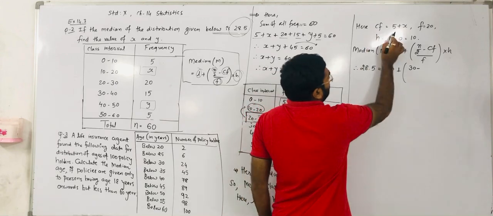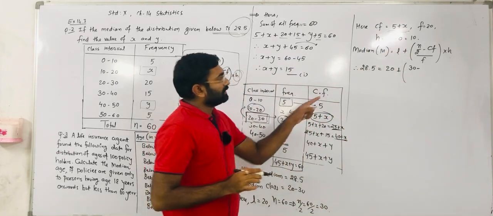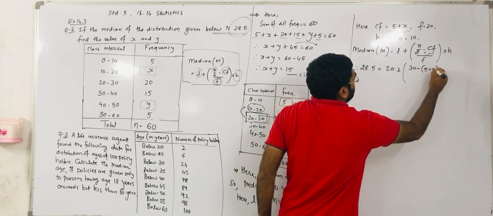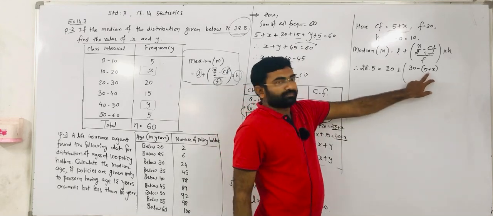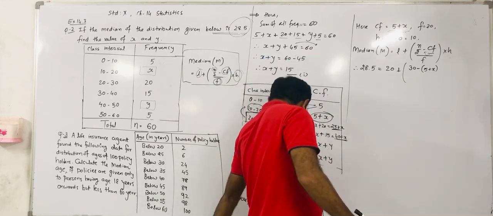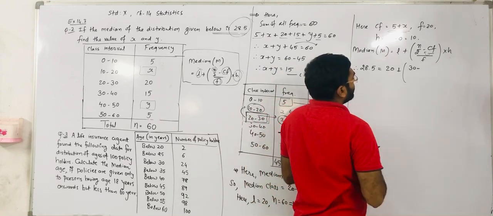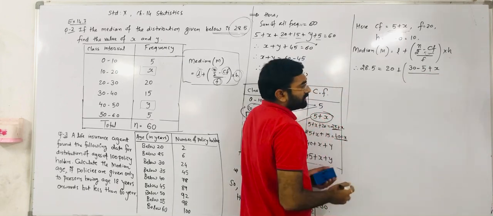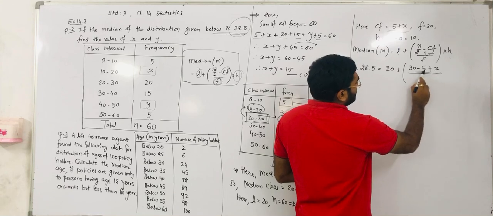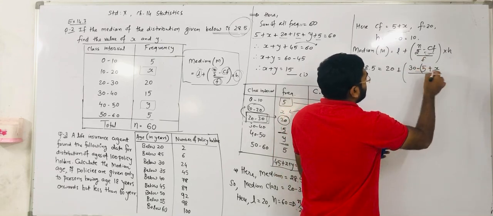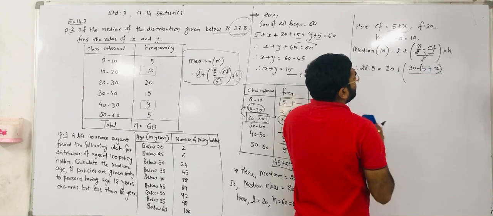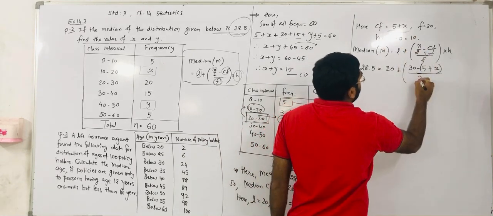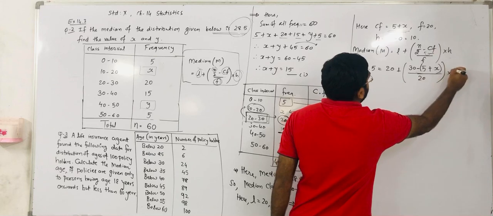Remember this: the cumulative frequency has two terms and a minus sign before the CF, so those two terms we have to write in a bracket. Most students make a mistake here. They directly write minus 5 plus x, divide by f. That is a mistake, because the CF has a minus sign, so the two terms must be in a bracket. Divide by f, where f is 20, into h, where h is 10.